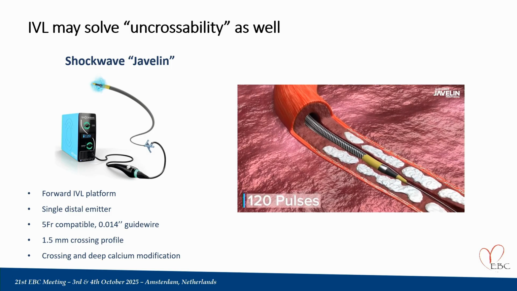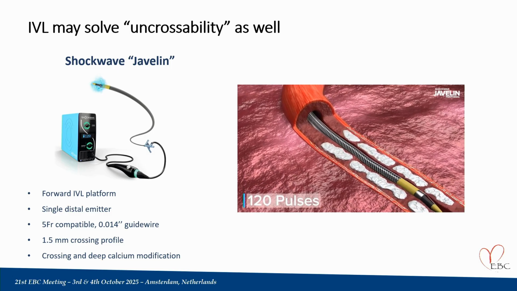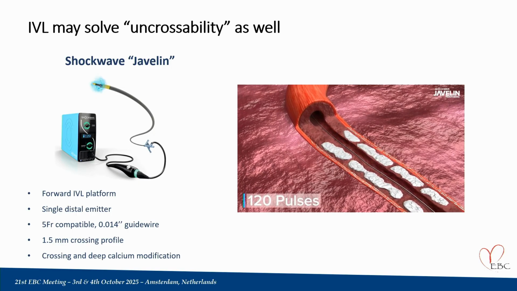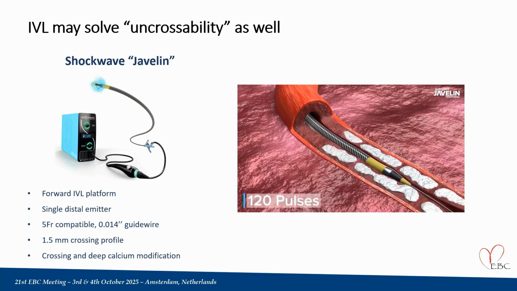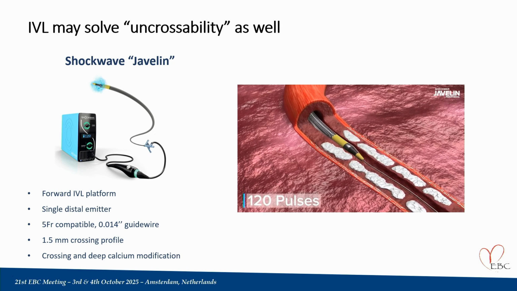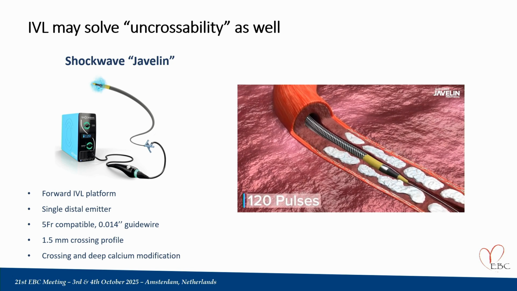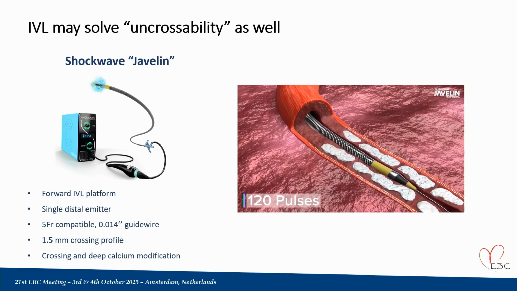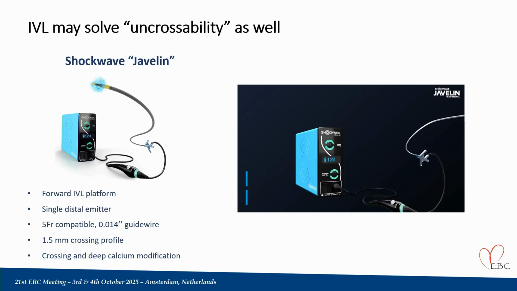So we might solve uncrossability, and there's more coming in the market. The company Shockwave has developed this new device called Javelin, which is a forward intravascular lithotripsy platform with a single distal emitter mounted on a catheter with a 1.5 millimeter crossing profile. So we are able to deliver anterogradely, with just one emitter, the energy that we require to break the calcium and allow our catheter to pass.